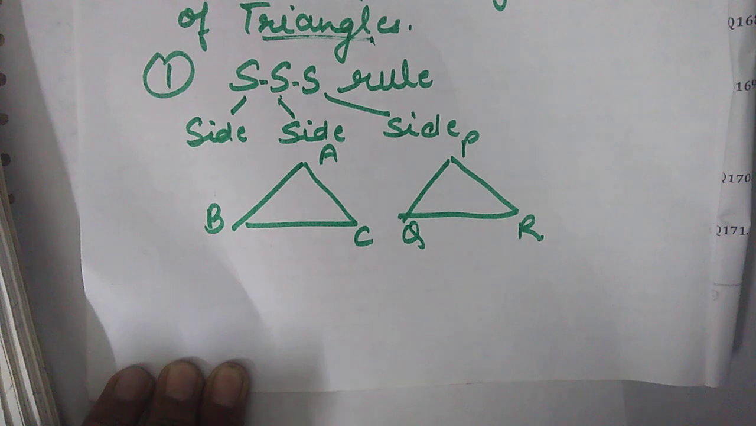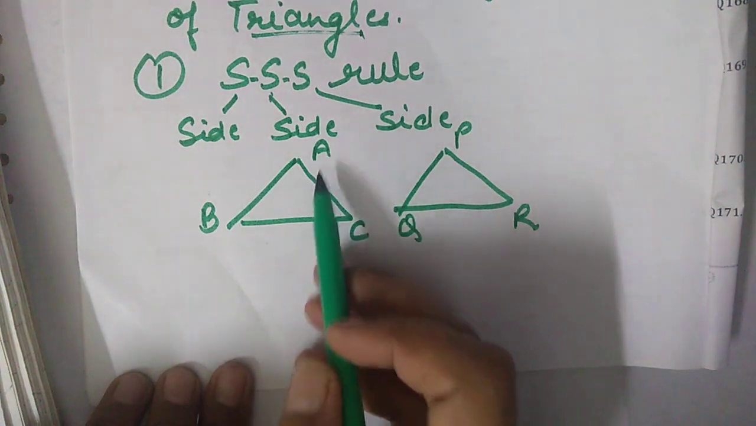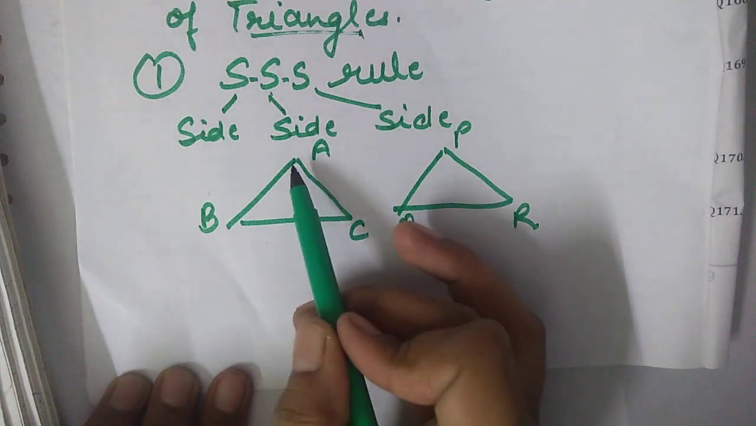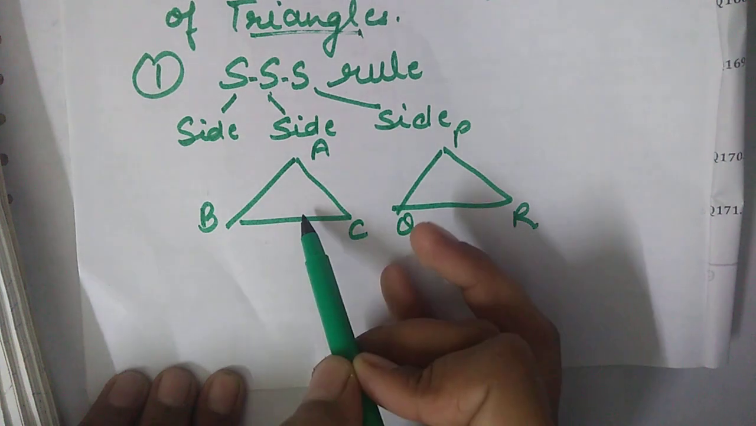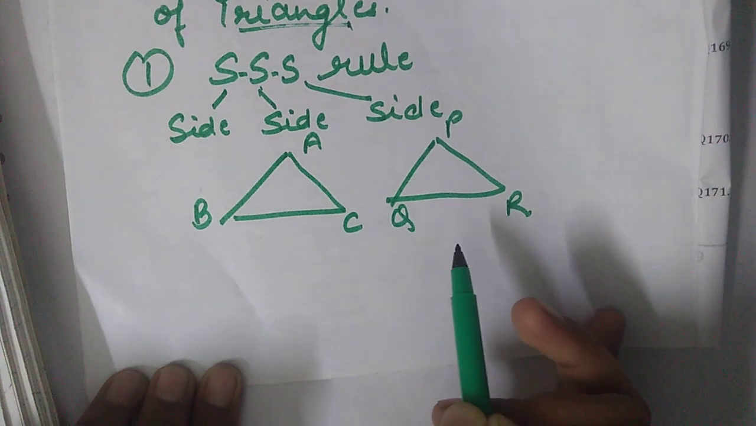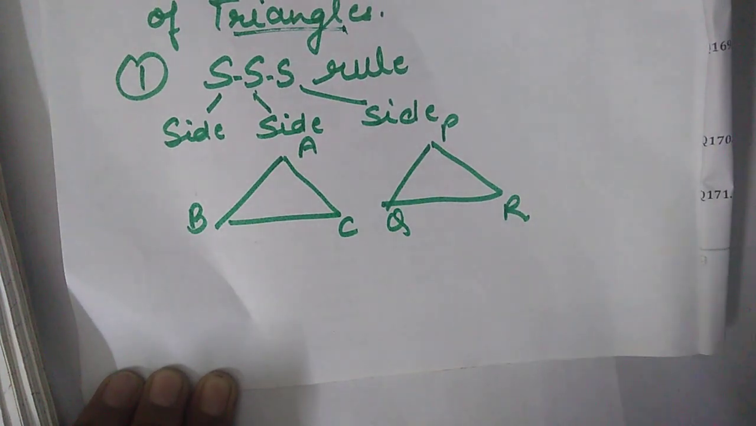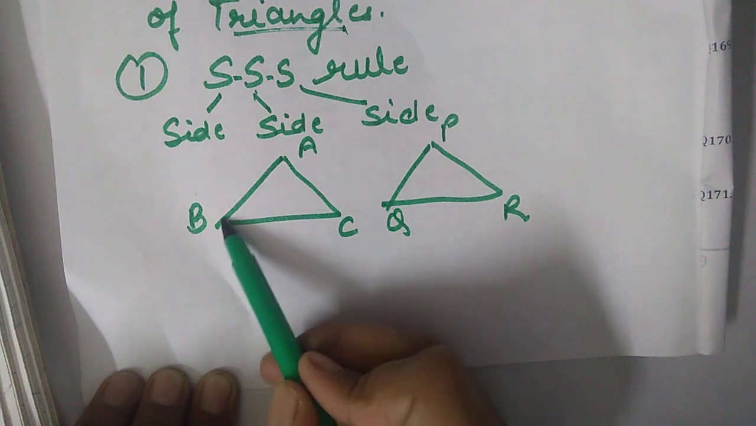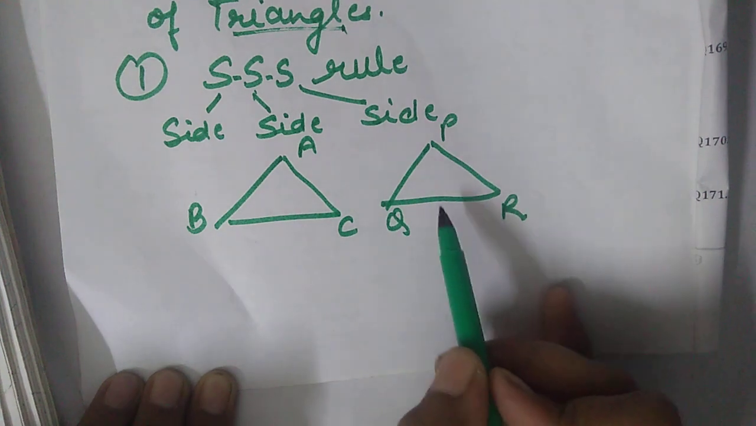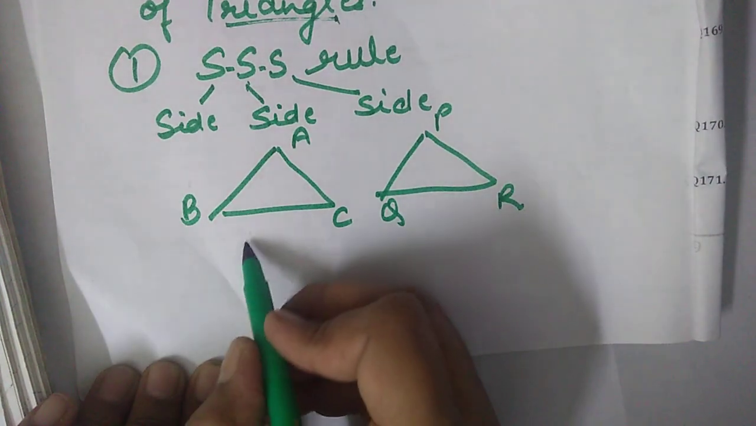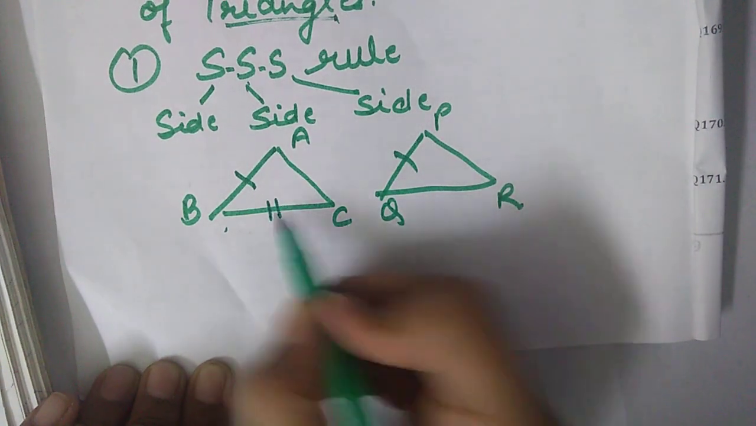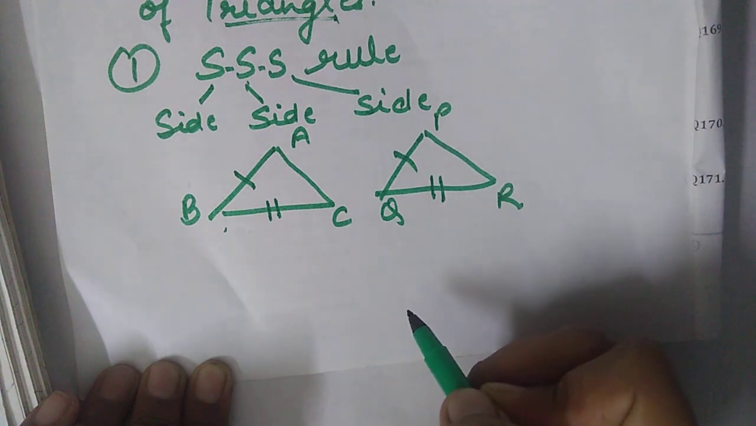So these are the 2 triangles. 2 triangles are congruent if the 3 sides, these are the 3 sides AB, AC and BC, of one triangle are equal to the 3 sides of another triangle. Okay, 2 triangles are said to be congruent if 3 sides of one triangle are equal to 3 sides of another triangle.